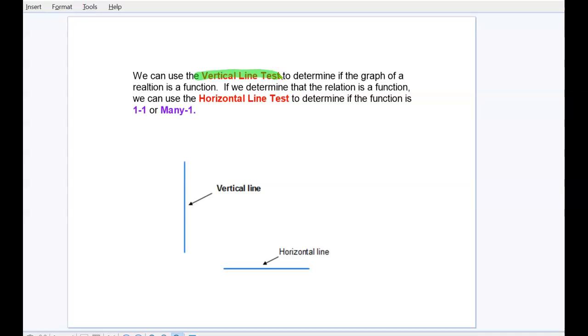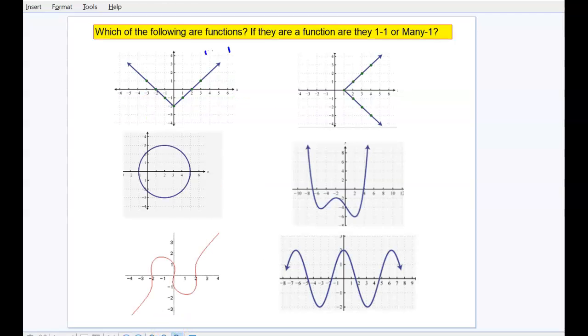Once we've found out that it is a function, we can use the horizontal line test to determine if the function is a one-to-one function or a many-to-one function. If a horizontal line crosses the graph more than once, it's a many-to-one function. If the horizontal line crosses the line only once, it would be considered a one-to-one function.